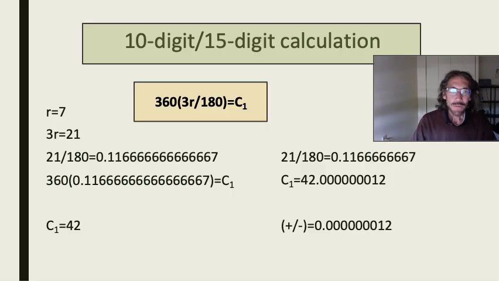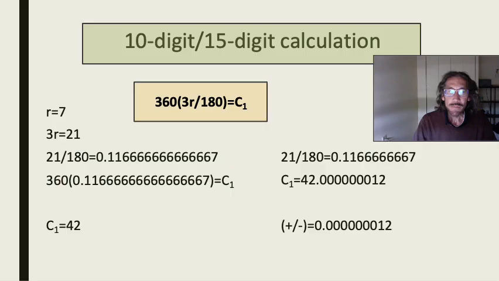Ten-digit versus 15-digit calculation. I want to make a point about this, using a 10-digit calculator versus a 15-digit calculator, or even a calculator to the 20th digit. My equation, 360 times 3r over 180, equals circumference. This is a new method for determining the circumference of a circle. The difference here is between 10 digits and 15 digits.